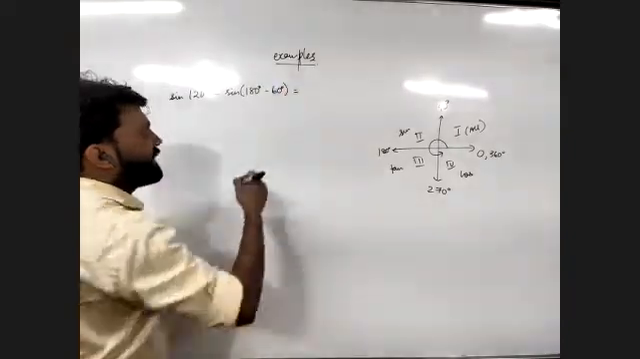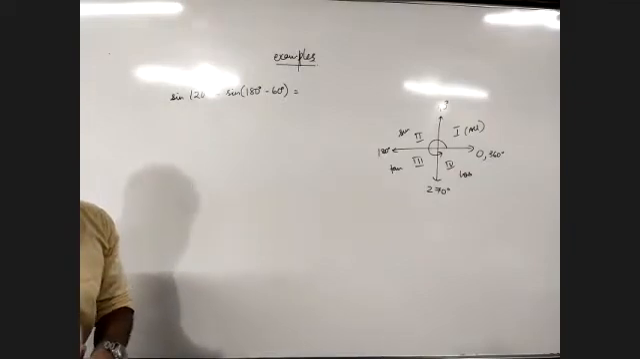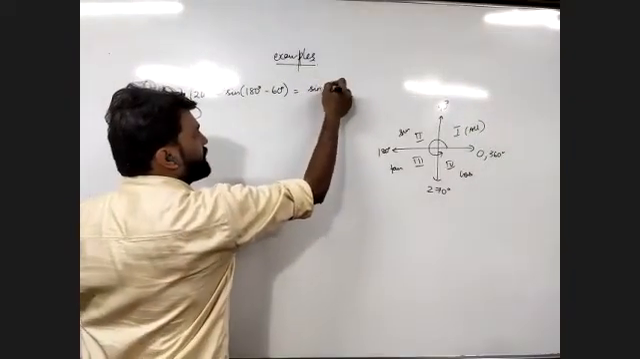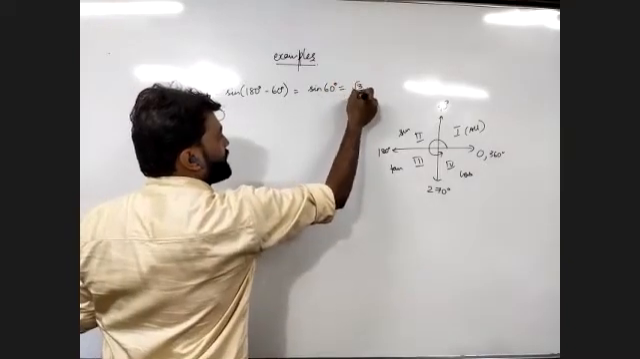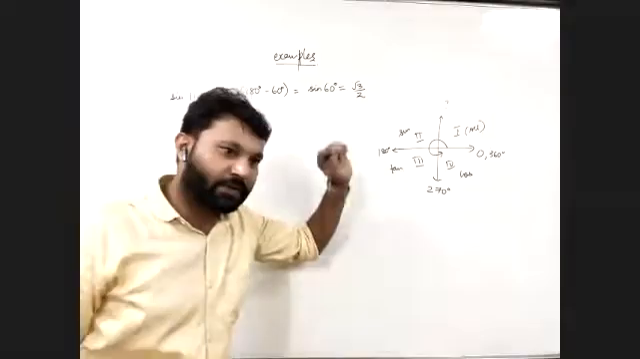Now just try to identify the quadrant. 180 minus 60 will be second quadrant. Second quadrant sine will be positive and function will not change. Sine 60 is equal to root 3 by 2. So the value of sine 120 is root 3 by 2.